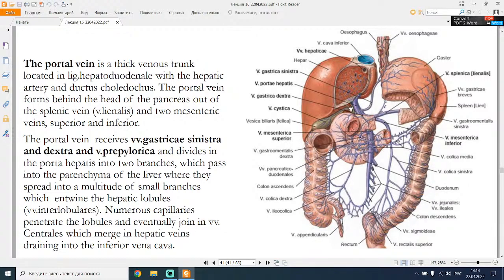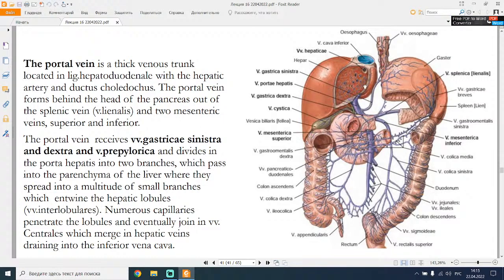The portal vein receives vena gastrica sinistra, vena gastrica dextra, and vena prepylorica, and divides in the porta hepatis into two branches which pass into the parenchyma of the liver, where they spread into a multitude of small branches which entwine the hepatic lobule.